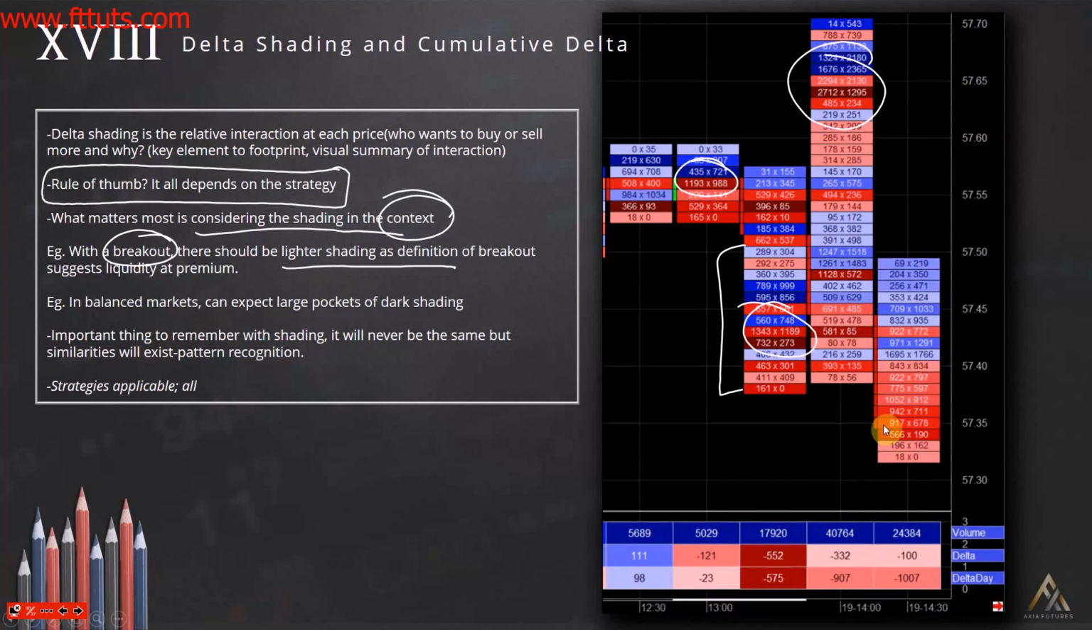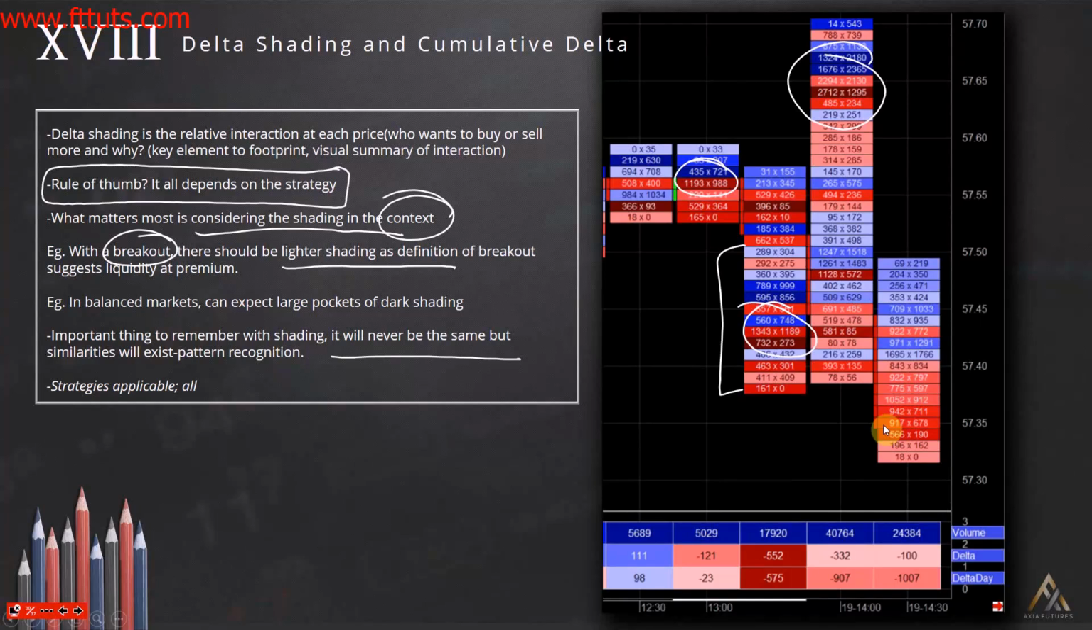Okay, so the important thing to remember with shading is that it will never be the same. Never, guys. It's never going to be a carbon copy. There are just too many different strategies, too much noise for it to be exactly the same. But there will be very, very unique similarities that exist, and that's what pattern recognition is all about. It's about finding those similarities and applying them accordingly. Obviously, the concept of delta shading will be applied to all of our strategies.